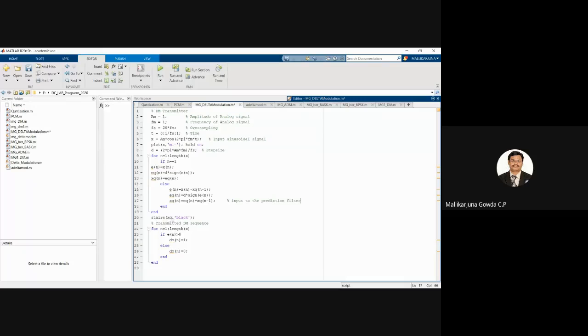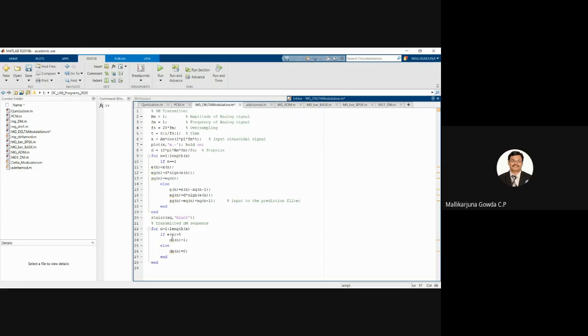Stairs, okay, is what? xq, right? Then what is the transmitted sequence, right? I need to display the transmitted sequence. That is for n is equal to 1 to length of x. Why am I taking length of x? That is the input signal length, right?